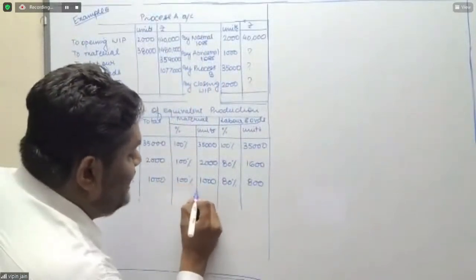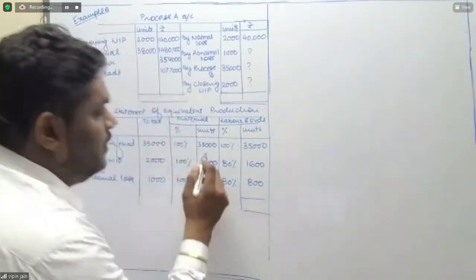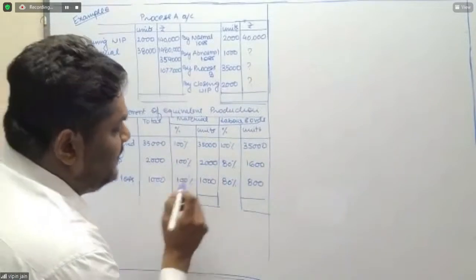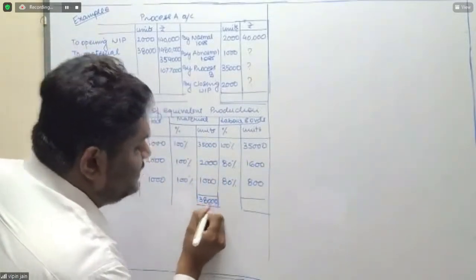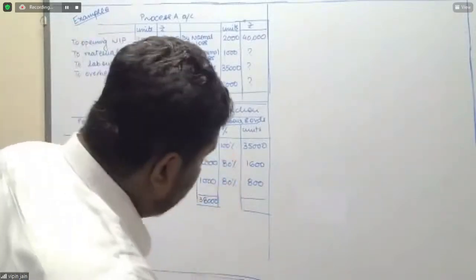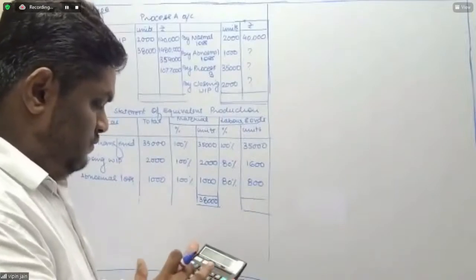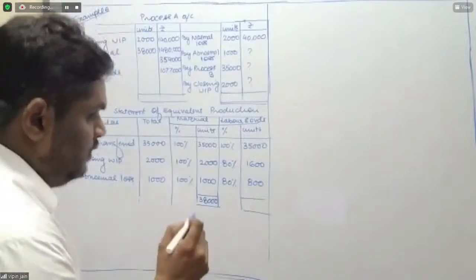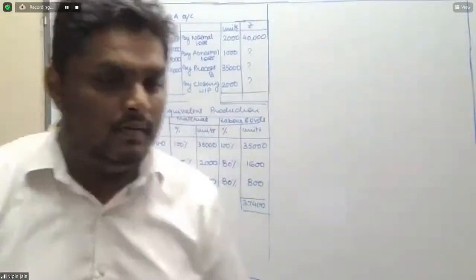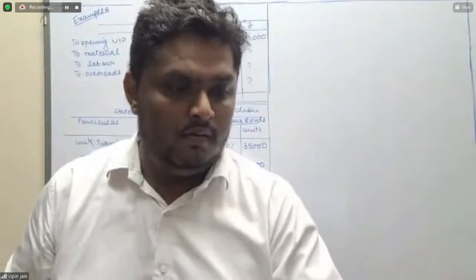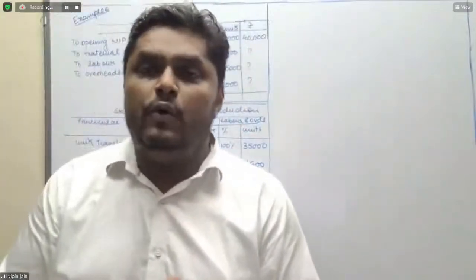So let's calculate the equivalent number of units in total. 35,000 plus 2,000 plus 1,000. Total 38,000 units. And herein, 37,400 units. So we are done with the statement of equivalent number of units.